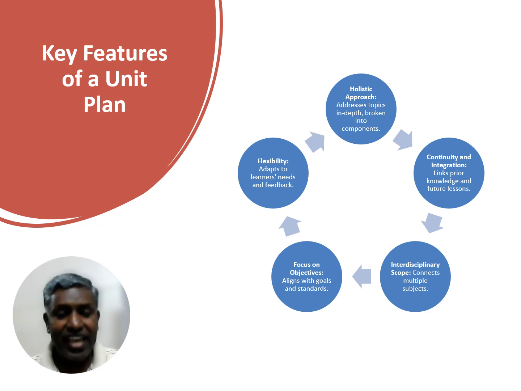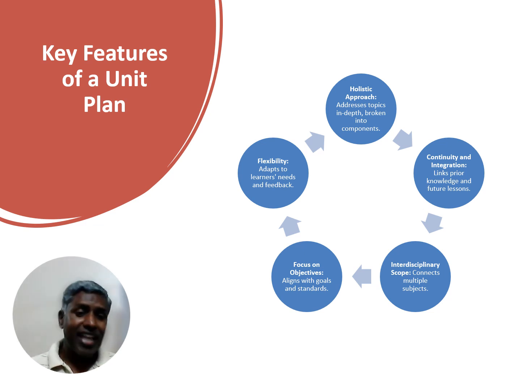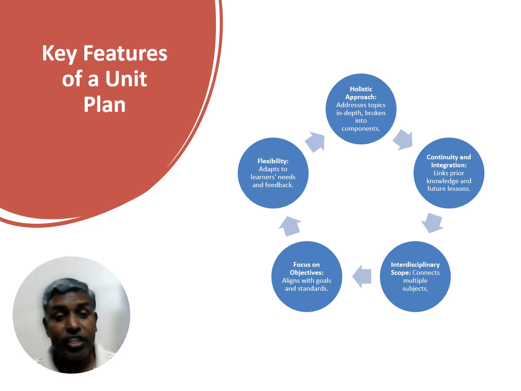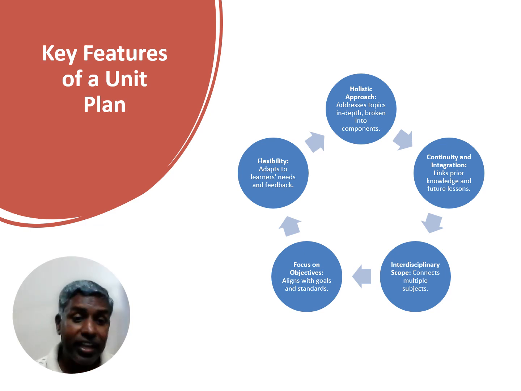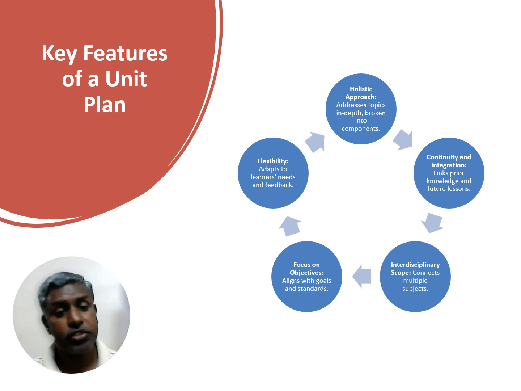Then, continuing, the interdisciplinary scope. We have to integrate topics from multiple subjects. For example, most of the time science can combine with mathematics to teach various concepts. In the case of physics, we have to combine mathematics for measuring distances, measuring velocities, and measuring distance traveled for motion-like concepts. So the interdisciplinary scope is very important, and as a teacher we must know about these features.